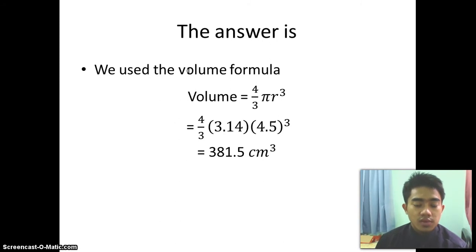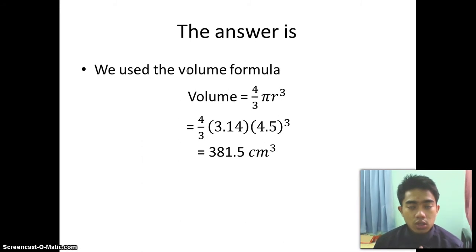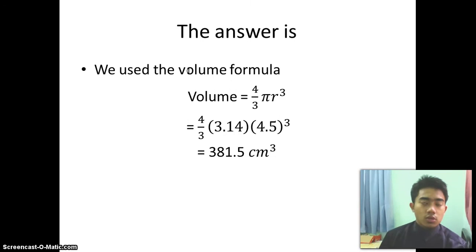The pi may be given by the question, but if not given, we know that pi is 3.14 or 22/7. So the answer to the question is 381.5 centimeter cube. Volume has a cube, centimeter cube, for the unit.